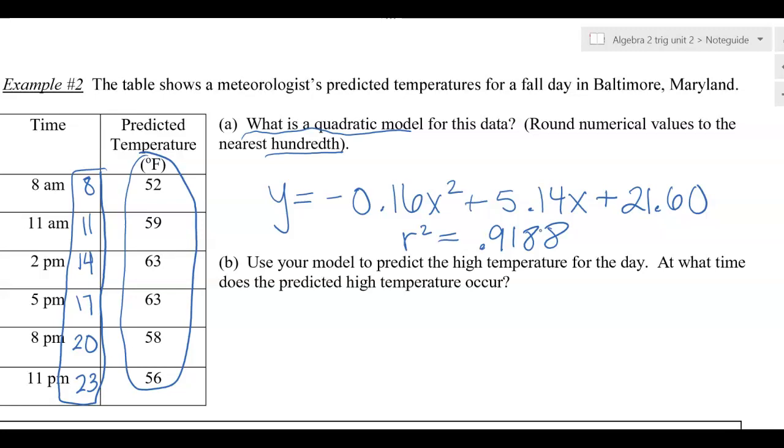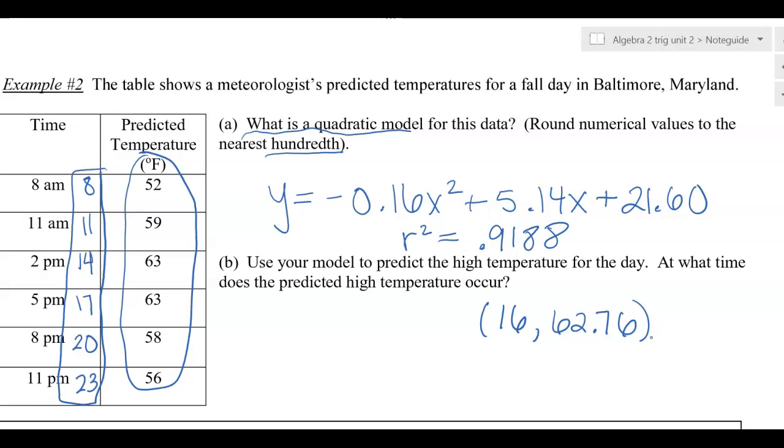And then it says use your model to predict the high temperature. At what time does that temperature occur? What part of our parabola would we be looking for here? Good, the maximum, our vertex. You could get that off of the calculator, or you could do the negative b over 2a calculation. Either way, you should get a vertex that looks something like 16, comma, mine gave me 62.76, but you might have something slightly different depending on if you had to insert your equation or you typed it in with the rounding that you did.